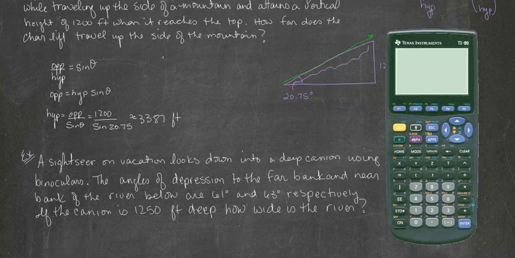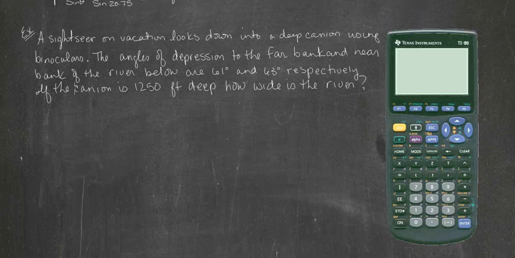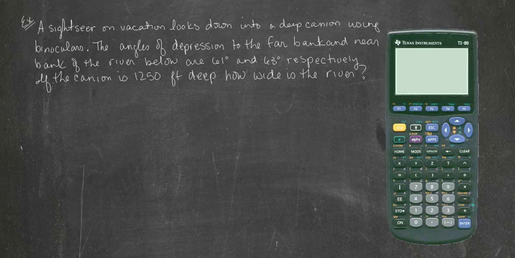Let's do it again. A sightseer on vacation looks down into a deep canyon using binoculars. The angles of depression to the far bank and near bank of the river below are 61 and 63 degrees respectively. If the canyon is 1,250 feet deep, how wide is the river? So first things first, we need a picture.